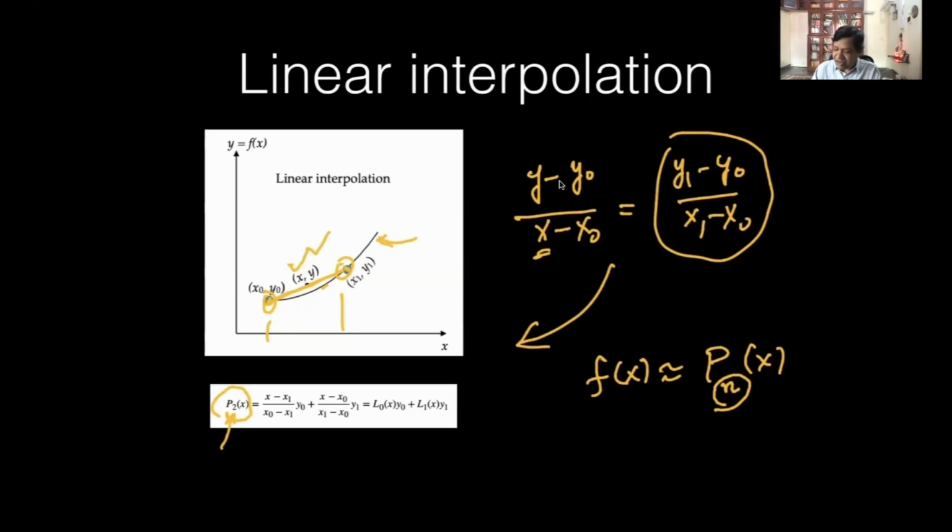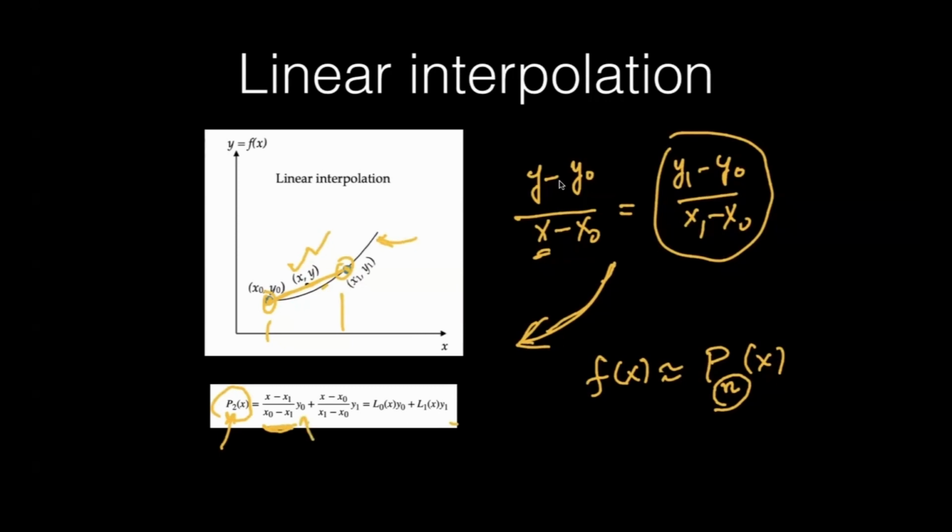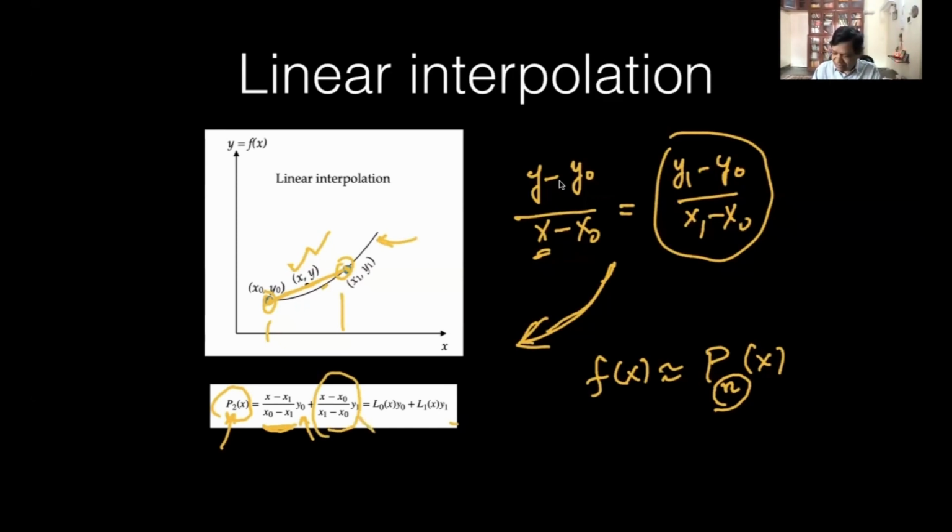Now we rewrite this expression. You can see that this one is exactly the same as that. It is written like this, all functions of x: (x minus x1) divided by (x0 minus x1), multiplied by y0, plus another function, (x minus x0) divided by (x1 minus x0), multiplied by y1. I'm making a clear segregation of what is x dependent and what is y dependent. So this is written as L0 y0 plus L1 y1.